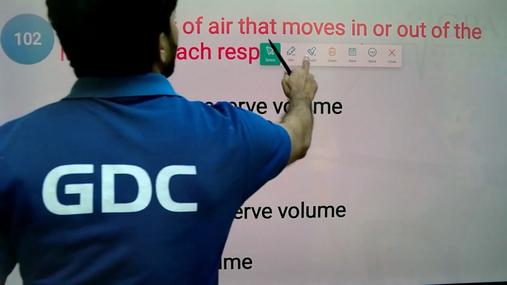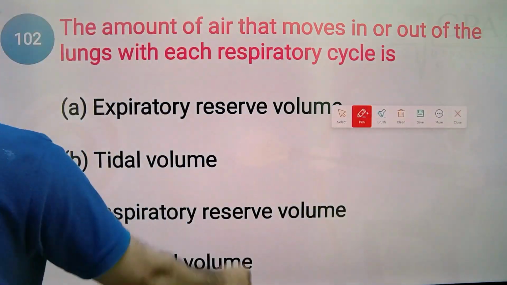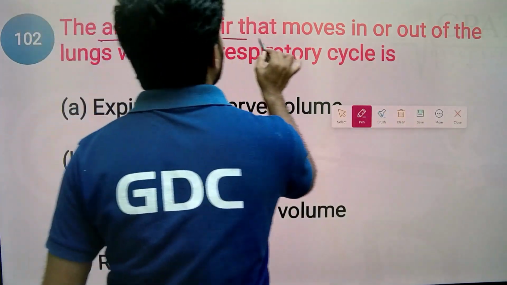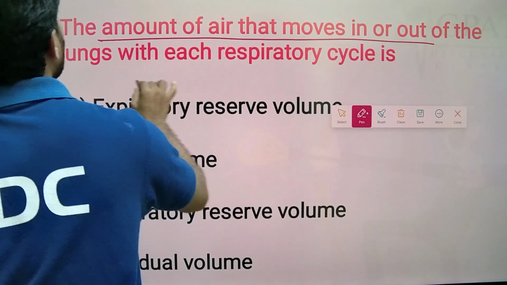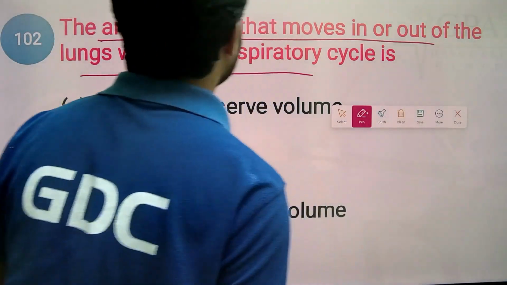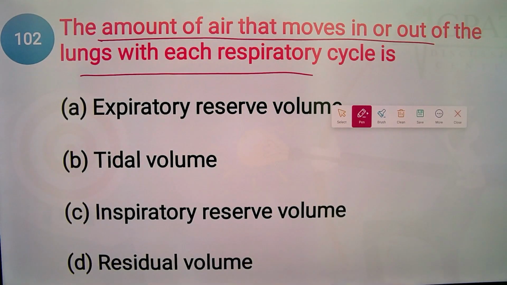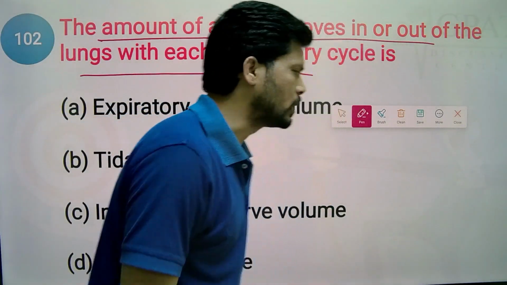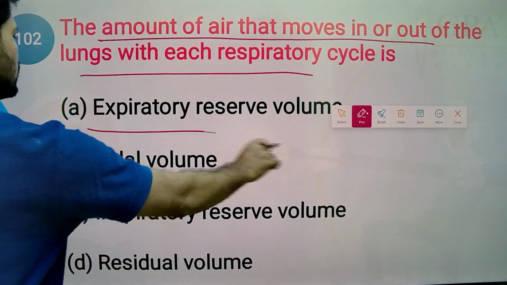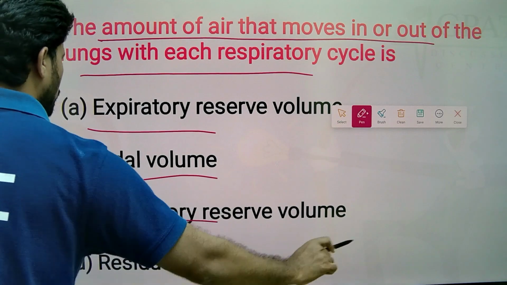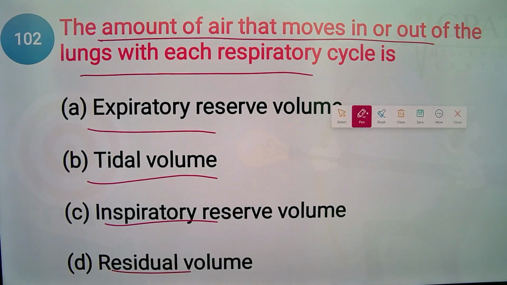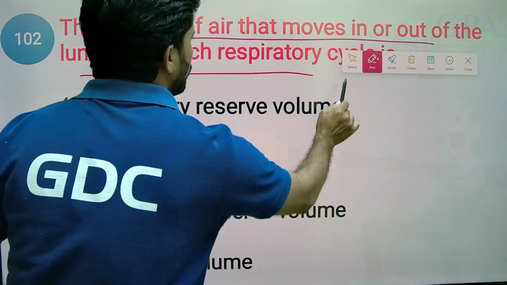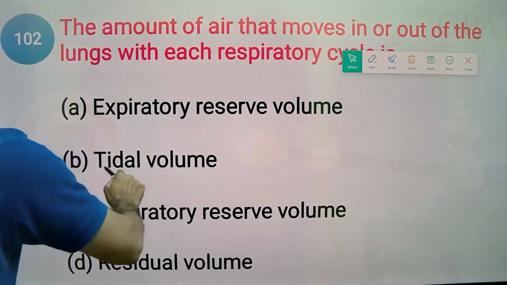Next, the amount of air that moves in or out of the lungs for each respiratory cycle. For each respiratory cycle, the amount of air coming into the lungs and going out of the lungs is known as expiratory reserve volume, tidal volume, inspiratory reserve volume, or residual volume. So both inspiratory as well as expiratory volume is the tidal volume. The answer is simply tidal volume.